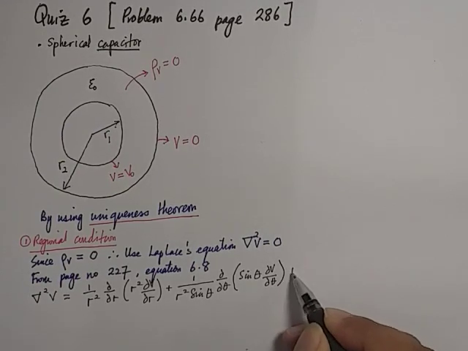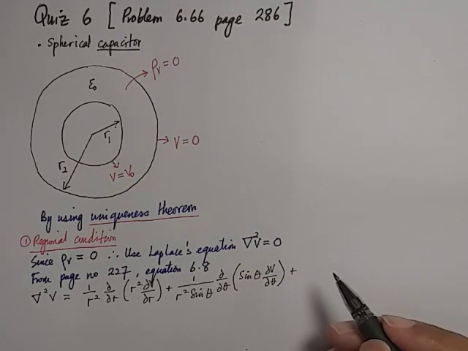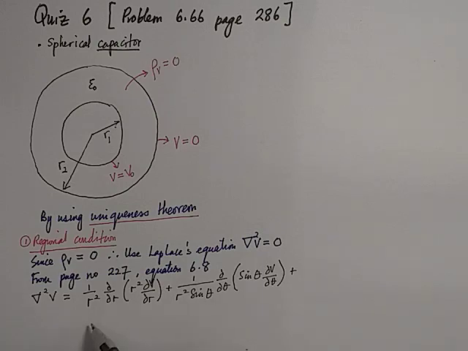Okay, I'm going to add another term, the phi term here. So what's going to be 1 over r squared sine squared theta, and then d squared V over d phi squared. So that should be our selected equation based on the selected coordinate that we use here, which is spherical. So now I'm going to continue.